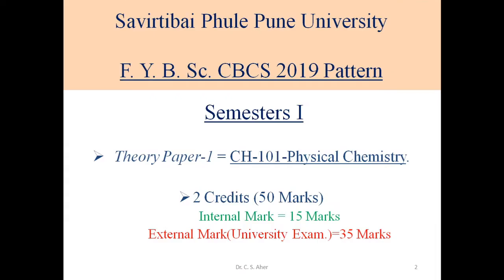So in this video we consider that Savitribai Phule Pune University launched this FY BSc CBCS pattern in 2019. So in semester first, chemistry theory paper first, that is CH-10 physical chemistry, for 2 credits, 50 marks. These 50 marks are divided into 15 for internal assessment and 35 for external assessment.